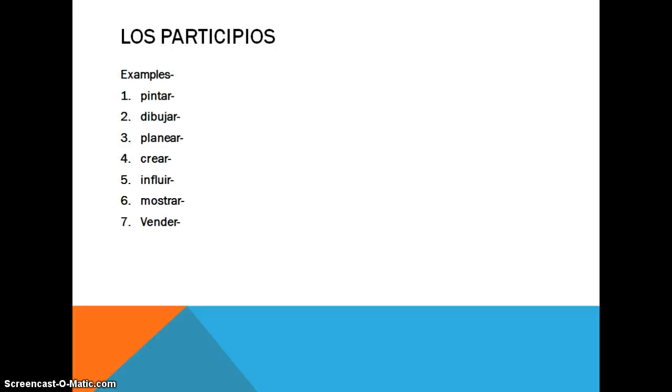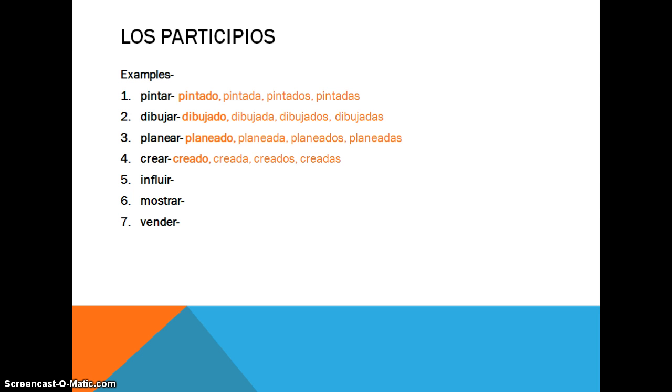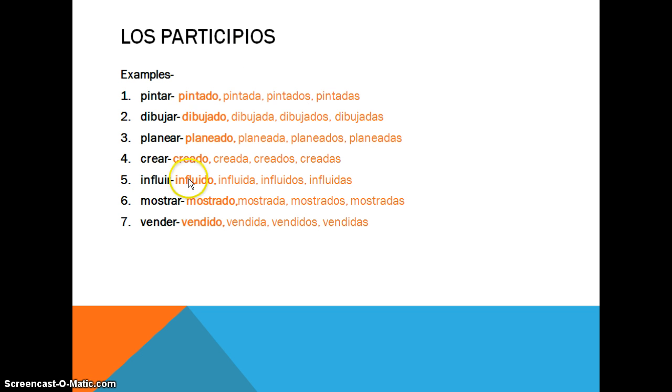So here are some examples of regular participles. Pintar would be pintado, pintada, pintados, pintadas. Dibujar, dibujado. Planear, planeado. Crear, creado. Influir, influido. Mostrar, mostrado. Vender, vendido. You can see I've got all of the different options out here because they all exist. But my starting point is always the masculine singular. So this is what I always do, and then I look at my subject and I change the ending based on whether the subject is singular and feminine, plural and masculine, or plural and feminine, or of course the original singular and masculine.